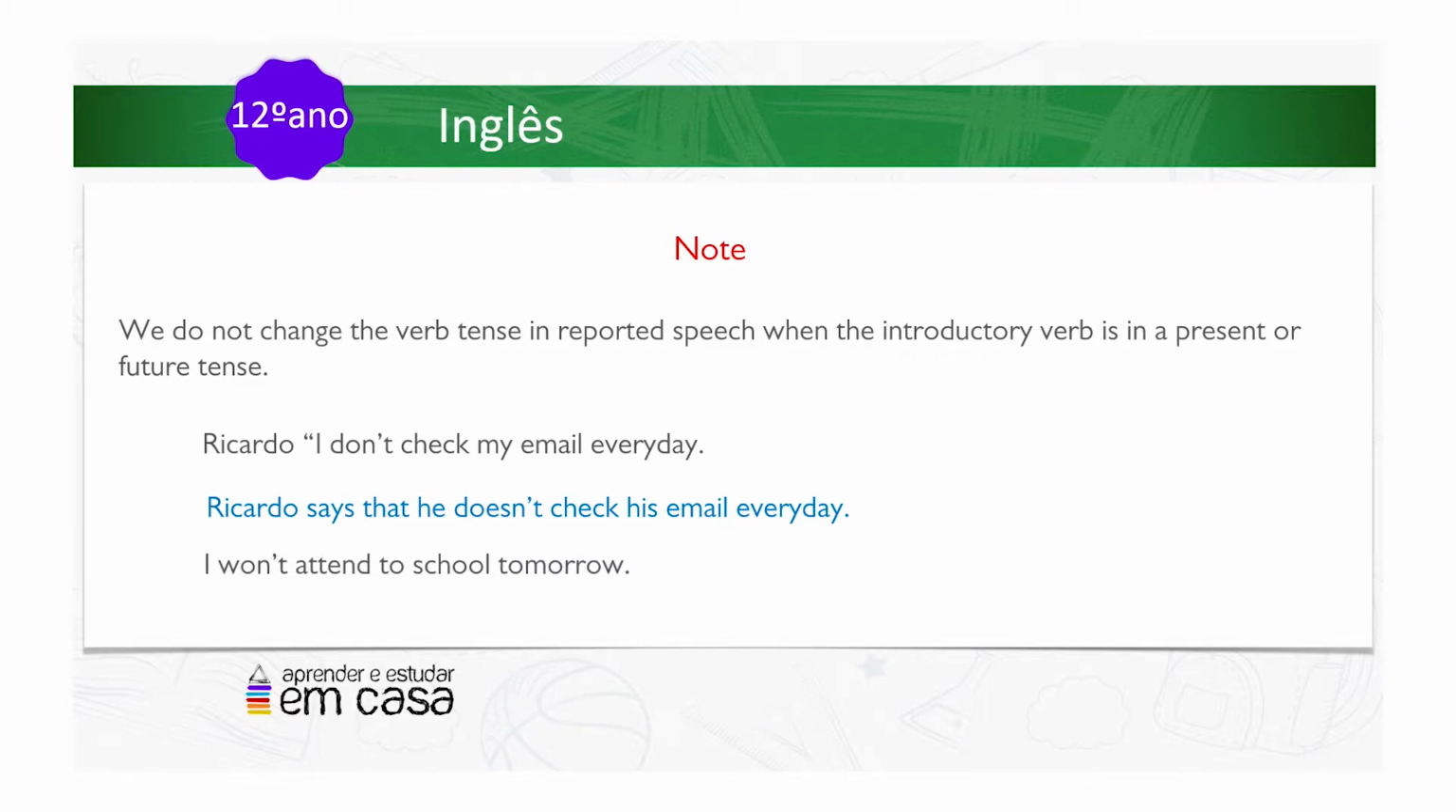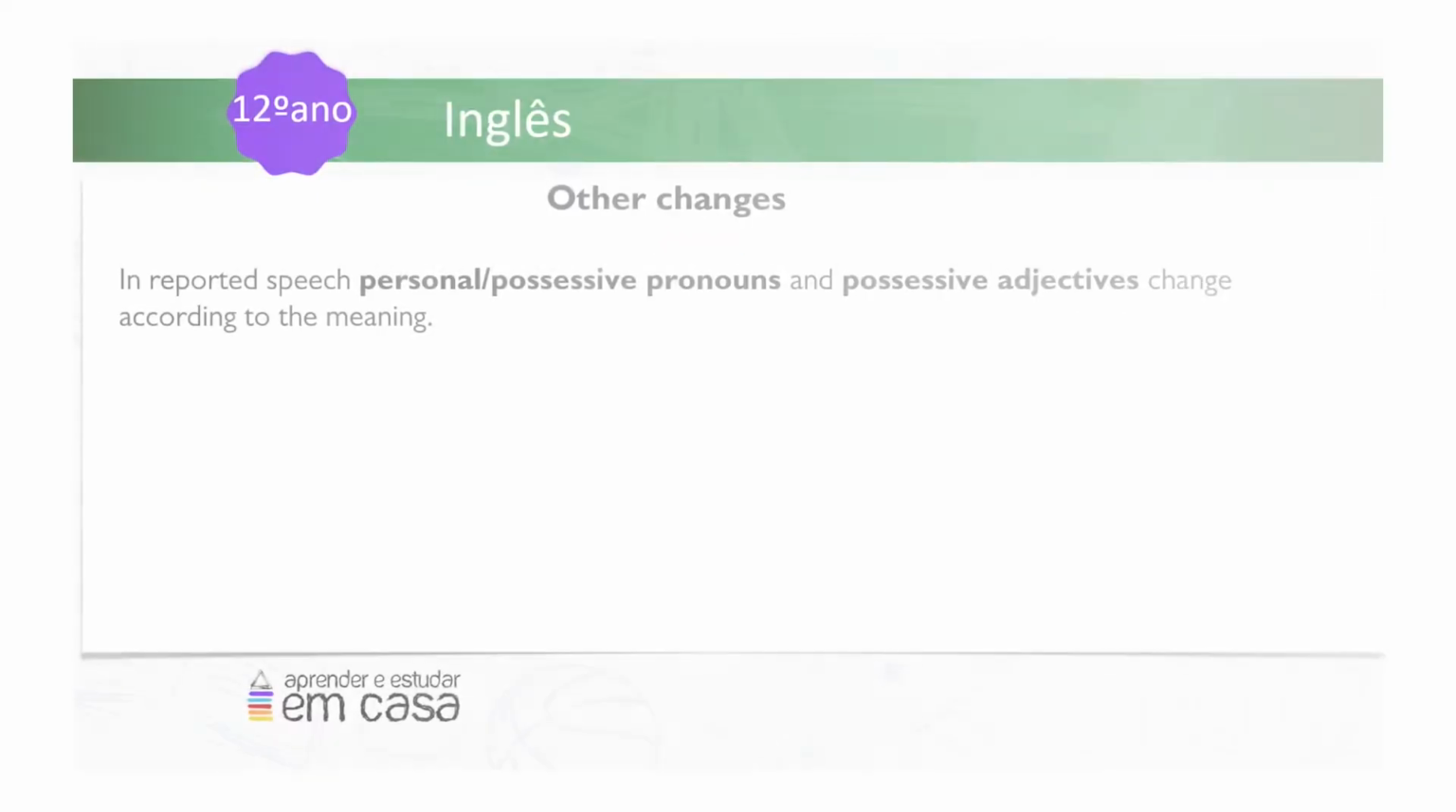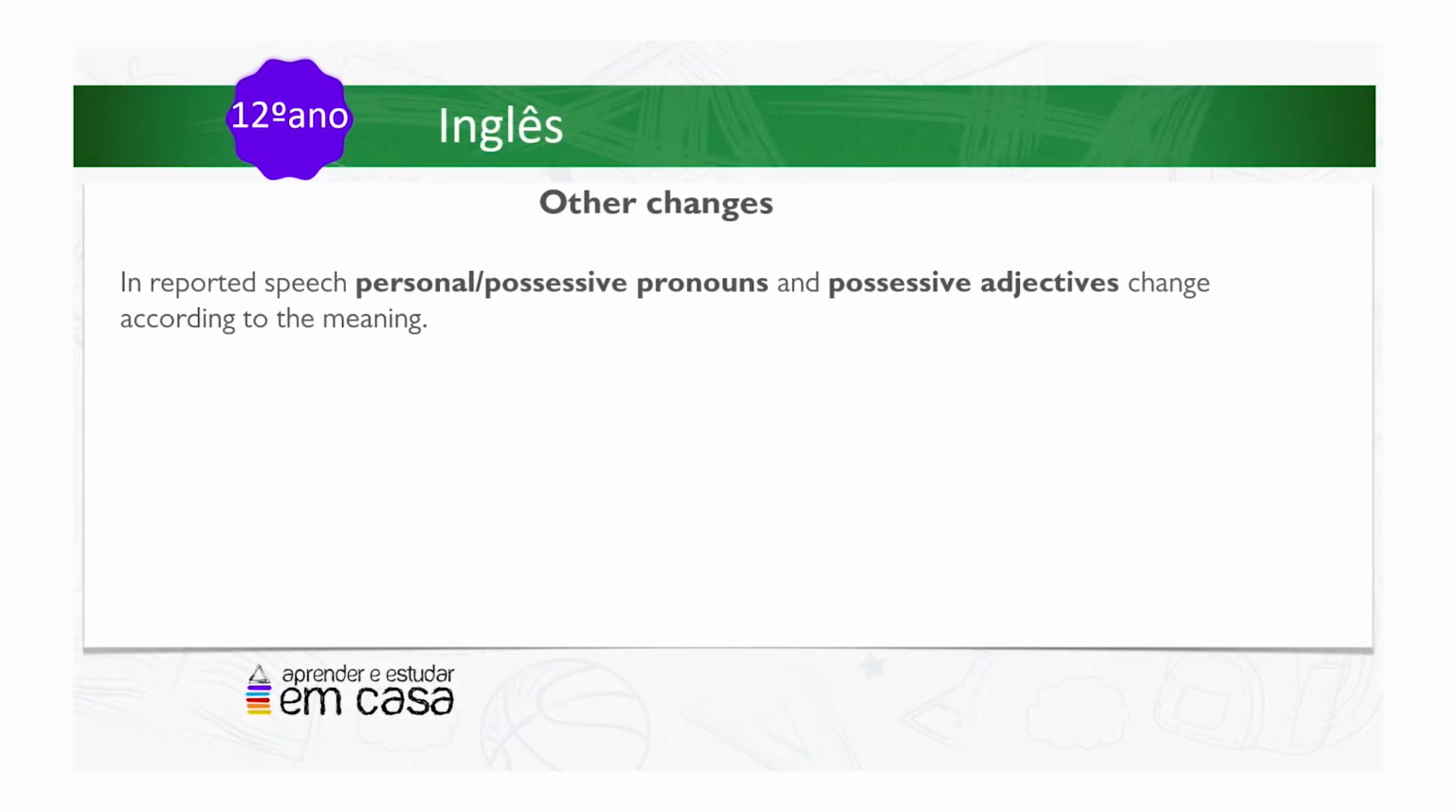"I won't attend the school tomorrow." And she said that she won't attend the school tomorrow. So here, the verb was in the future and there isn't any change in that. Okay? Let's see other changes that happen. There are many changes. So there are changes in personal pronouns, in possessive pronouns, and in possessive adjectives. Let's see what these changes are.